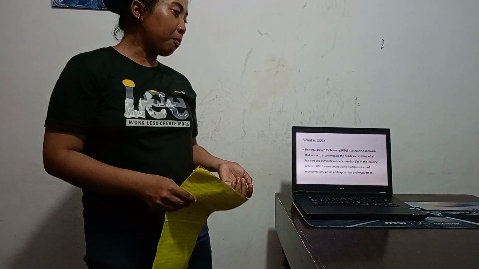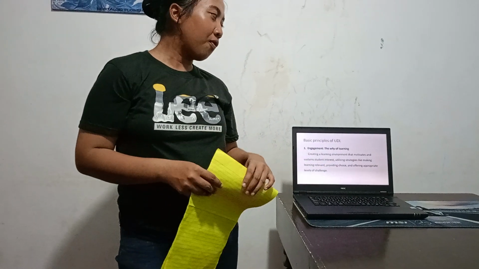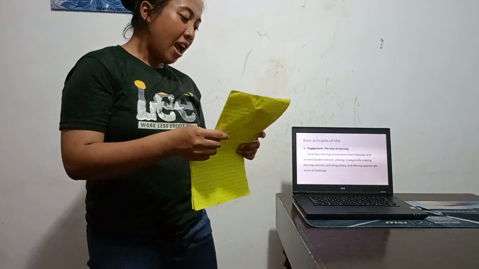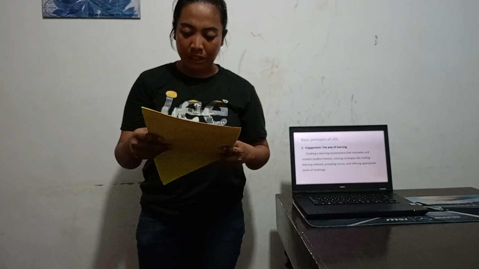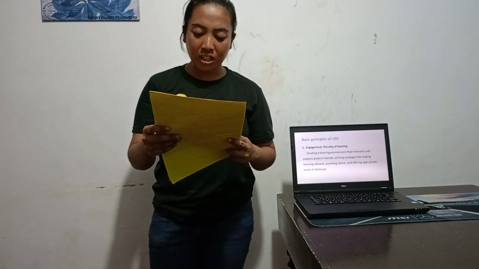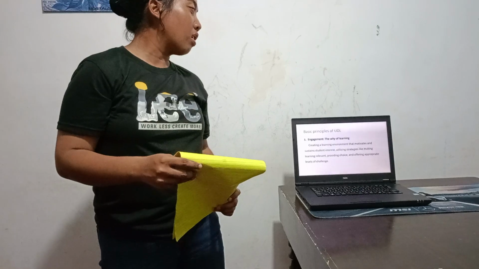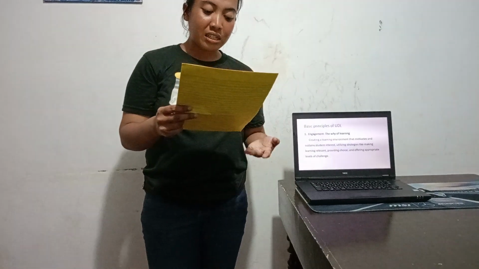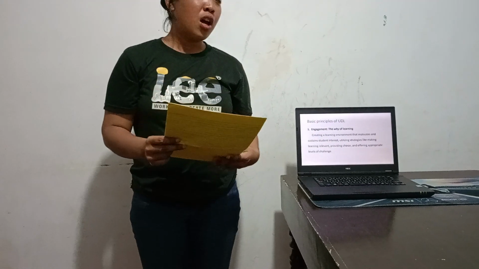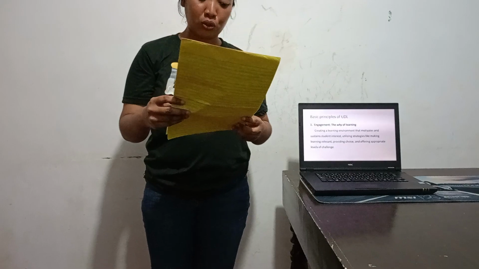There are three basic principles of UDL. The first one is engagement, the why of learning. Engagement also helps students to see the reasons why they should learn what they're learning, and makes it relevant to their life. Engagement is also called the why of learning because it asks the question why they should learn. So the goal of engagement is to give students purpose and motivation to learn.